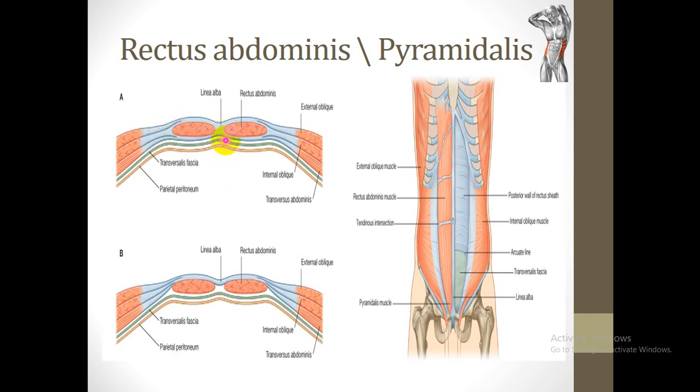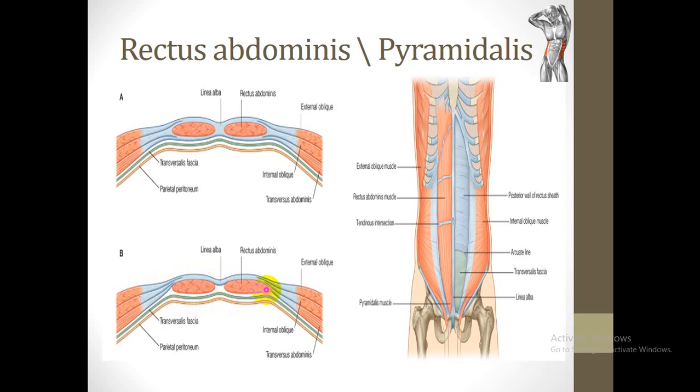From the posterior side, it is covered only by half of the aponeurosis of internal oblique and the aponeurosis of transversus abdominis muscle, while in the lower quarter here all the aponeuroses cover the anterior side of the rectus abdominis muscle, while the posterior side comes in direct contact with the transversalis fascia.